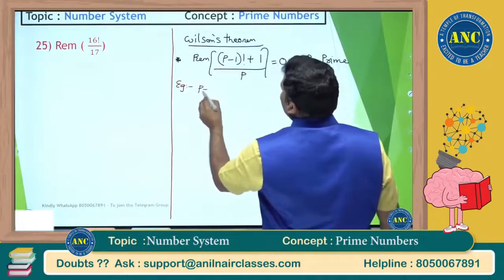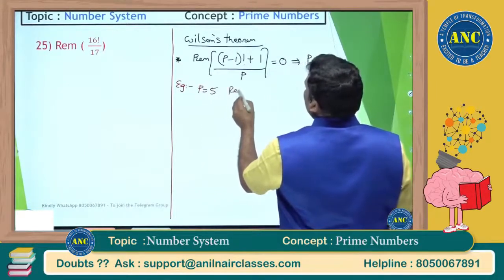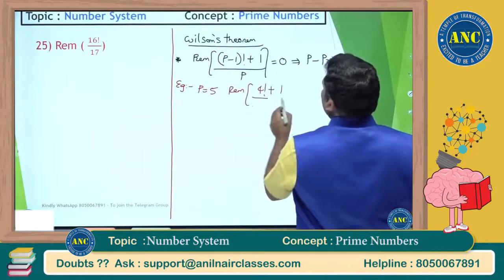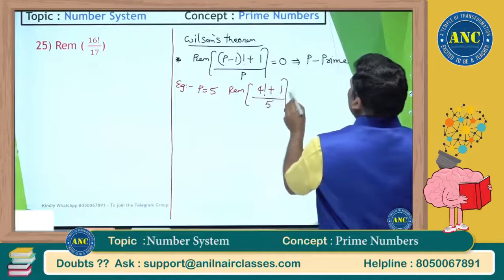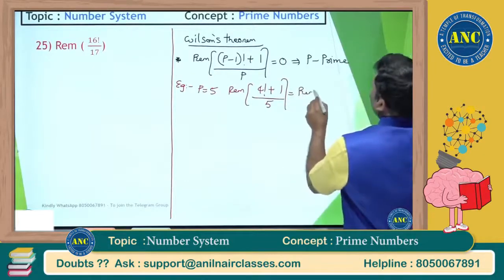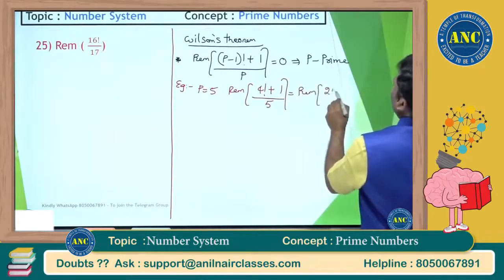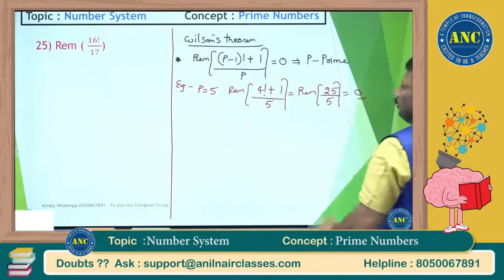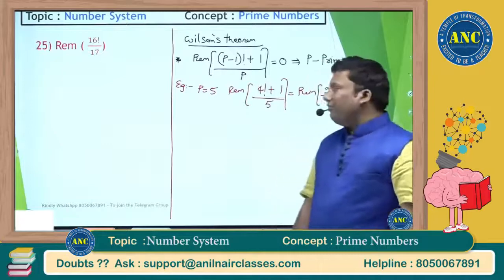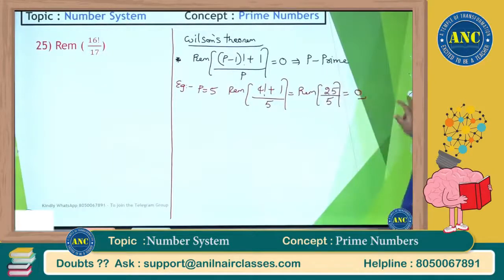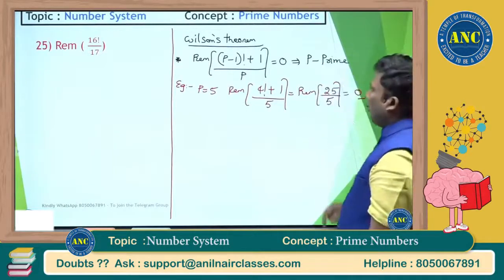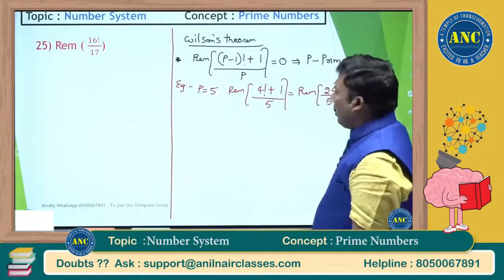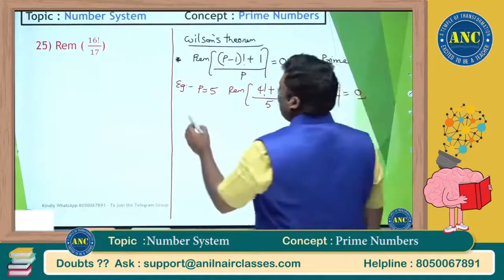If p equals 5, this becomes 5 minus 1, which is 4 factorial, plus 1, divided by 5. 4 factorial is 24. 24 plus 1 is 25. 25 is perfectly divisible by 5, so the remainder is 0. (p minus 1) factorial plus 1 divided by p is 0. Second key point.